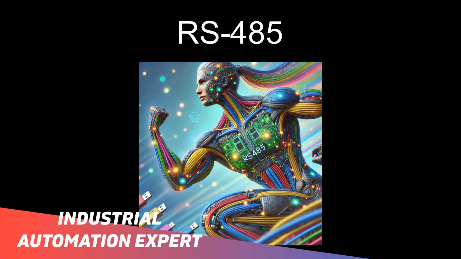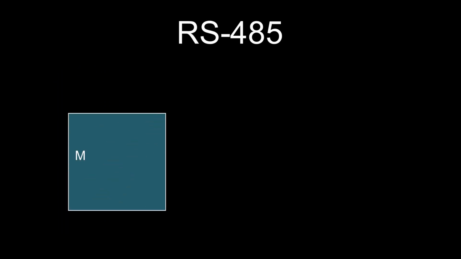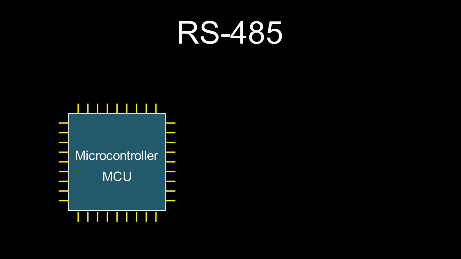RS-485 is a standard for serial data transmission of binary data over a network. It is widely used in industrial environments due to its robustness and ability to operate over long distances. For the embedded system engineer, it usually starts with a microcontroller. Most microcontrollers have one or more UART peripherals used for serial data transmission and reception.